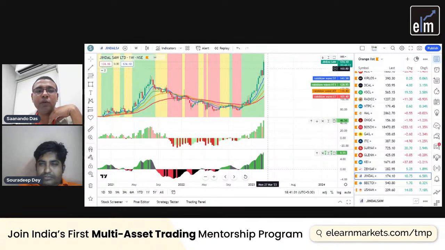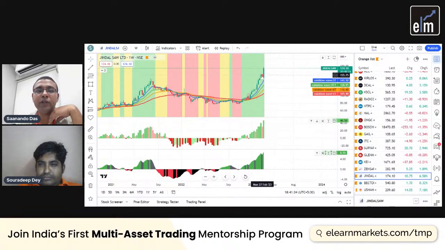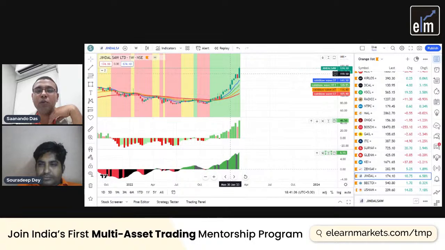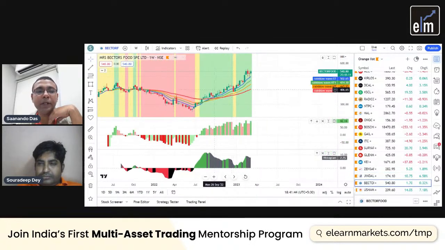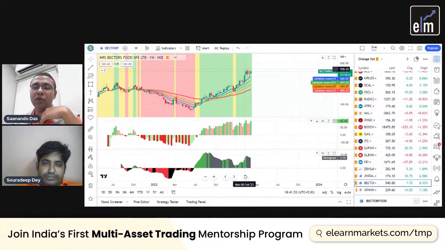Jindal Saw is continuously going up and still going strong. This break was a very good point of entry, but entering at this high always carries a risk, so do your own analysis. Vector, I think a bit of correction is done. It tested the moving averages. Once it breaks above 551, you can have a good ride.